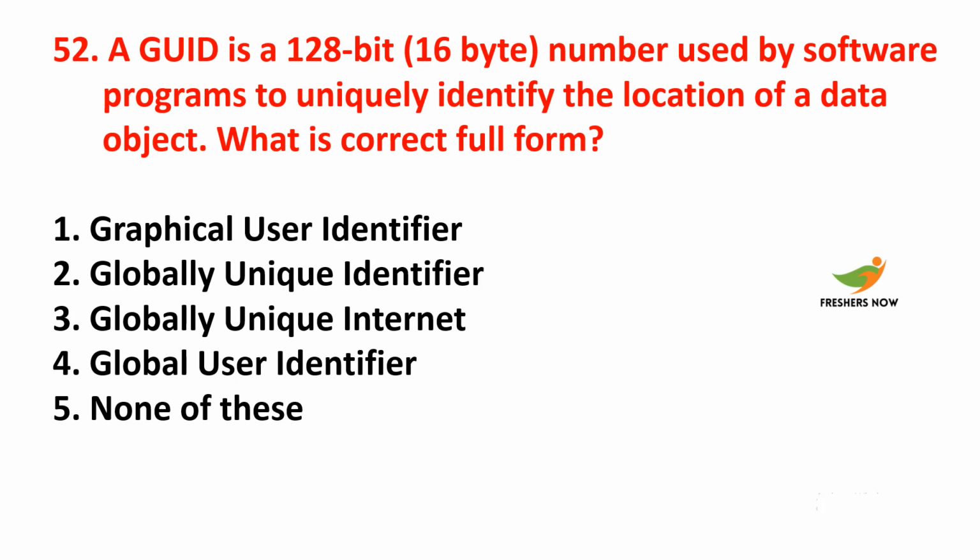52nd question, a GUID is a 128-bit 16-byte number used by software programs to uniquely identify the location of a data object. What is the correct full form? And the answer is option 2, globally unique identifier.